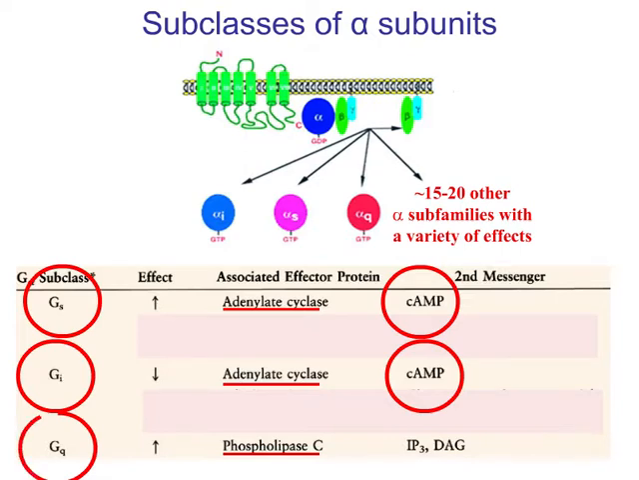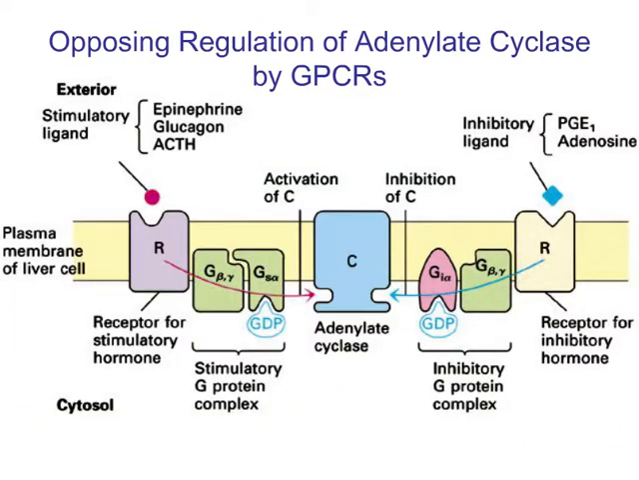And the G sub Q class of alpha subunits, which are also known as the G sub P or G sub PLC family, since they activate phospholipase C to generate two second messengers, IP3 and diacylglycerol. In all cases, it is still the alpha subunit that contains the guanine nucleotide binding domain. The GTP-bound form is the active form, and the GDP-bound form is the inactive form.